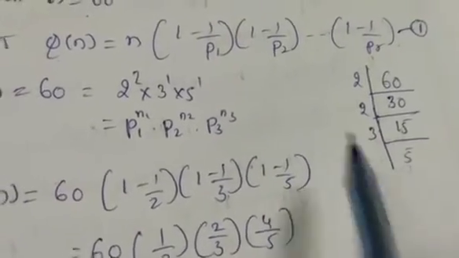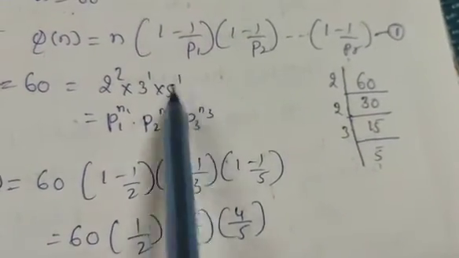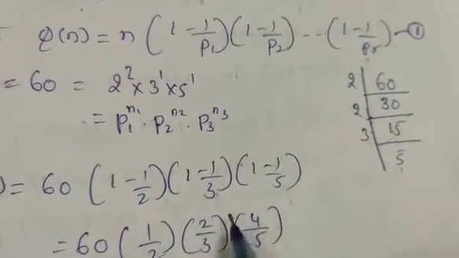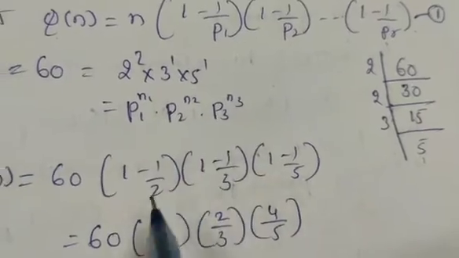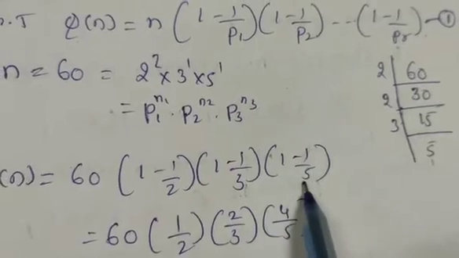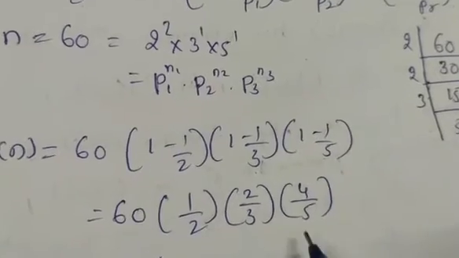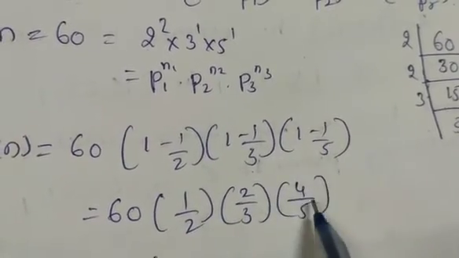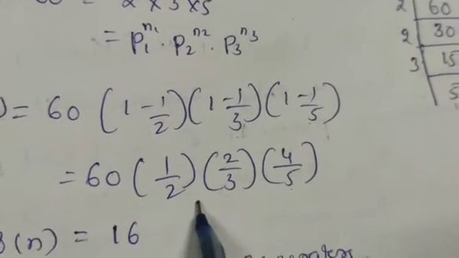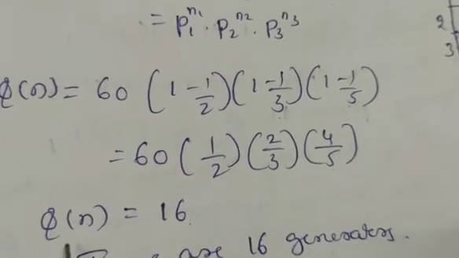3 5s are 15. So this 60 can be taken as 2 square into 3 to the power of 1 into 5 to the power of 1. It is in the form of p1 to the power of n1, p2 to the power of n2, p3 to the power of n3. We don't want any powers, we want only the bases. So 60 into 1 minus 1 by p1 is 2, 1 minus 1 by p2 is 3, 1 minus 1 by p3 is 5. So 60 into 1 minus 1 by 2 is 1 by 2. This is 1 minus 1 by 3 is 2 by 3 and 1 minus 1 by 5 is 4 by 5. So 5 3s are 15, 15 2s are 30. So 60 divided by 30 is 2, 2 into 2 is 4, 4 into 4 is 16. So like this you will get phi of n is equal to 16.